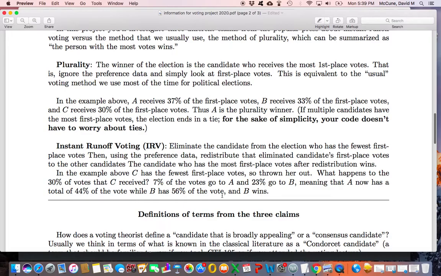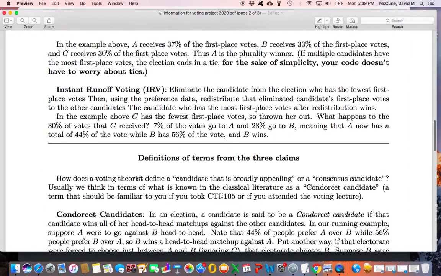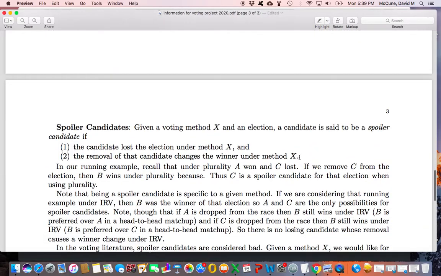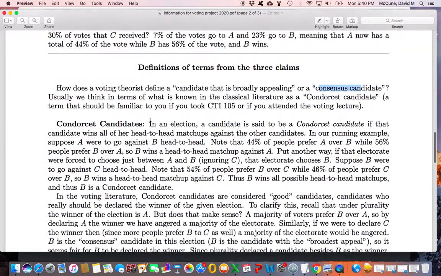Okay, so I want to pause the video here, and then I just want to define a few more terms for you next time. I want to define for you what a consensus candidate is. I want to define for you what a spoiler candidate is, and then we're done with the project setup.